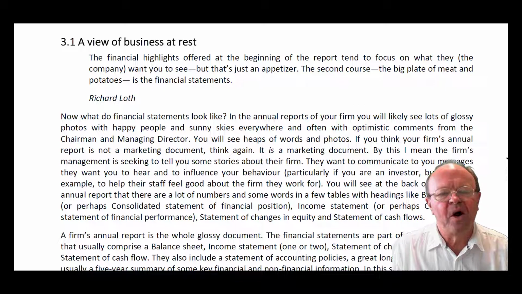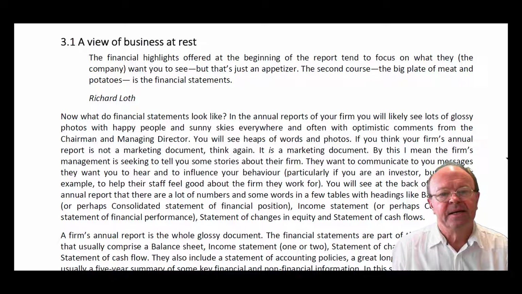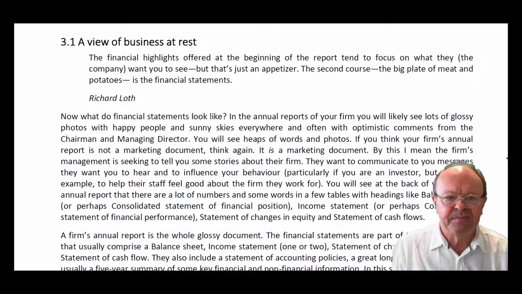3.1. A view of business at rest. The financial highlights offered at the beginning of the report tend to focus on what they, the company, want you to see. But that's just an appetizer. The second course, the big plate of meat and potatoes, is the financial statements. Richard Loth.